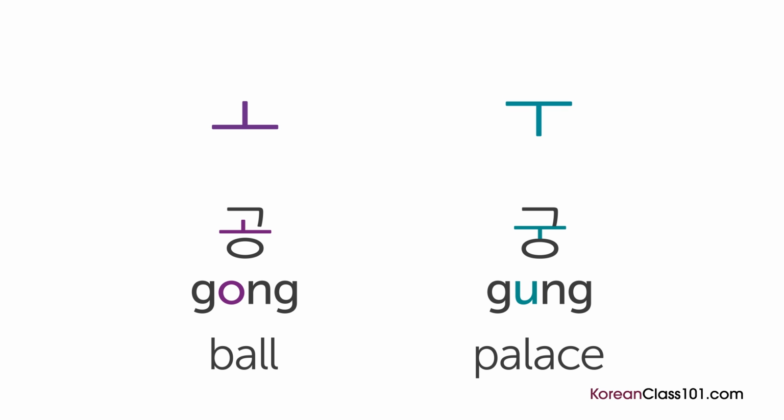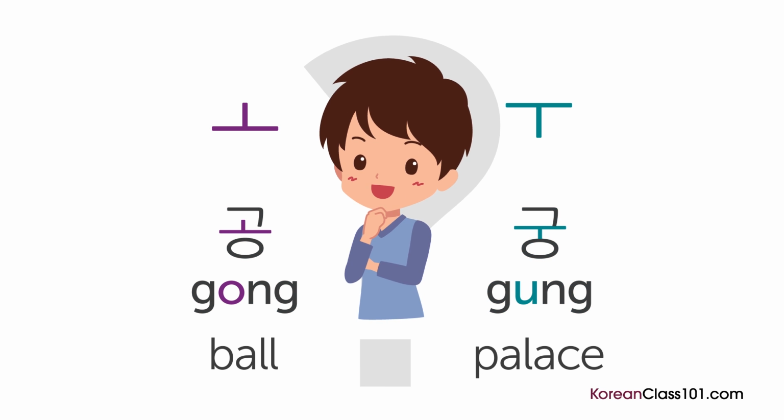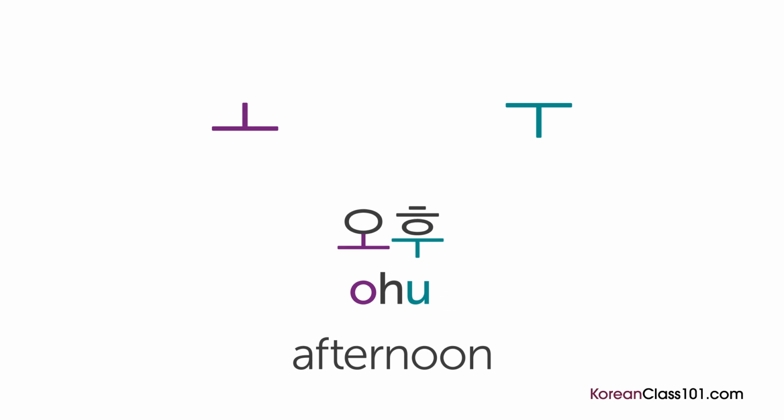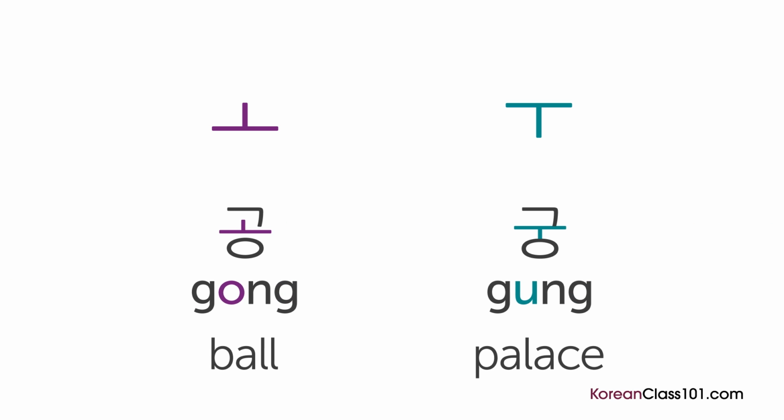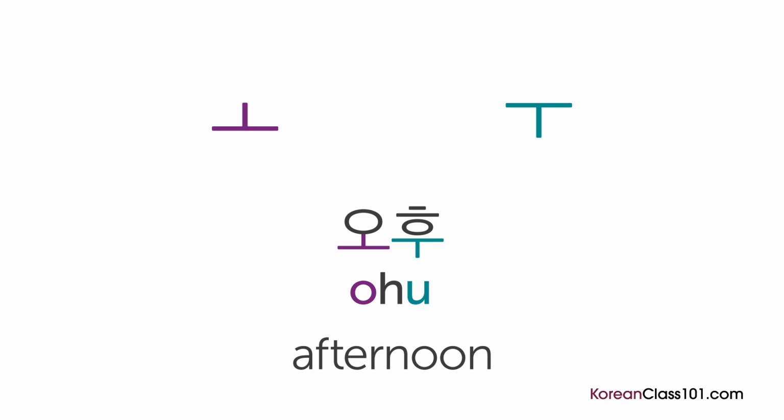A good way to practice these vowels is by alternating between them while repeating, like this. 공, 궁, 공, 궁. Can you hear the difference? Let's do one more example. The word 오후, meaning afternoon, has both the O and U vowels. Once you have mastered saying 공 and 궁, try repeating the word 오후 and see how you sound.